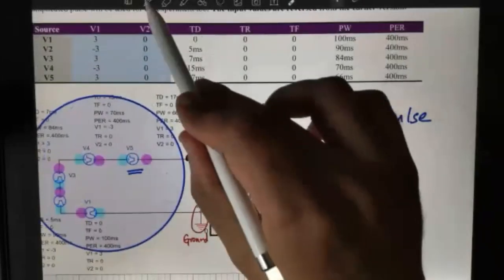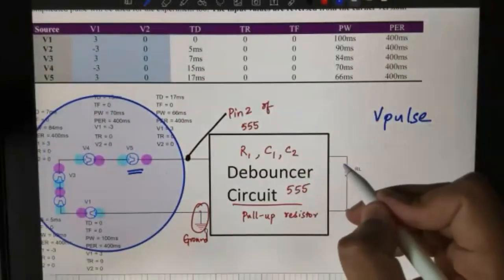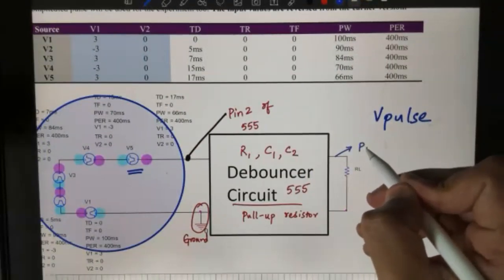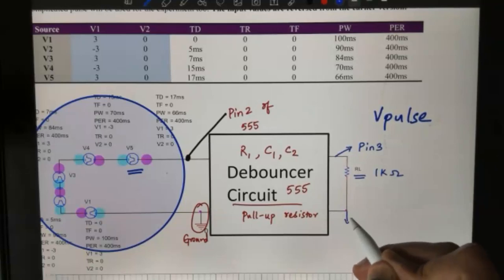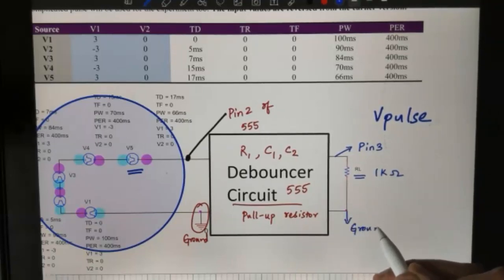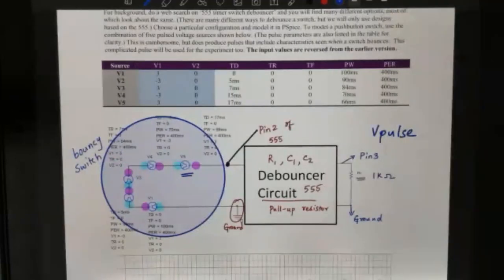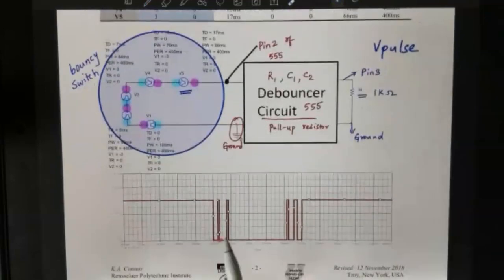Next, what about the load? Well, we always have the load, right? So this should be what? Pin 3. This should be pin 3. And you can have a 1 kilo ohm resistor connected there. And that, of course, should be ground again. So that is going to be your PSPICE setup to simulate the switch debouncer. So in goes pin 2, which is a bouncy switch.